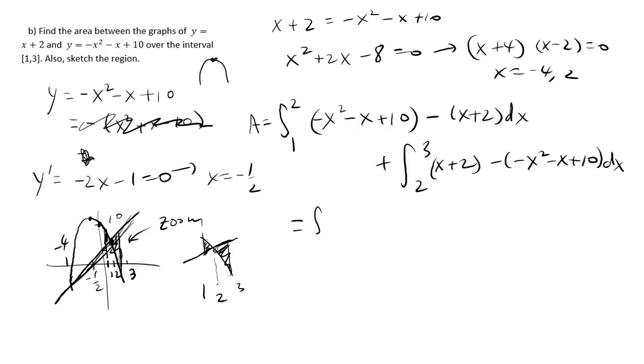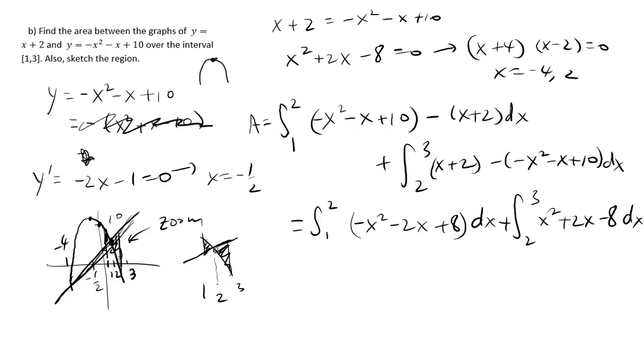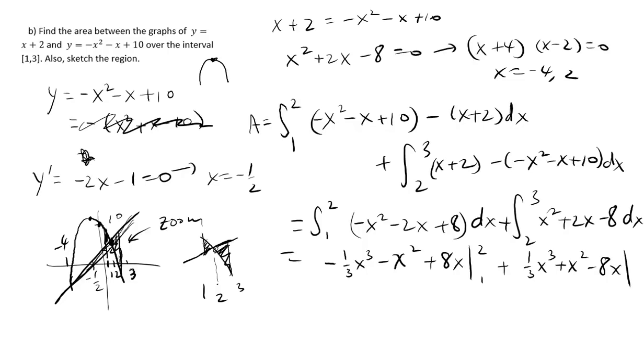Alright, so what are we integrating? 1 to 2, negative x squared minus 2x plus 8 dx, plus 2 to 3, x squared plus 2x minus 8 dx. The antiderivative is negative 1/3 x cubed minus x squared plus 8x, and you're plugging in 2 and 1, plus 1/3 x cubed plus x squared minus 8x, and you're plugging in 3 and 2.